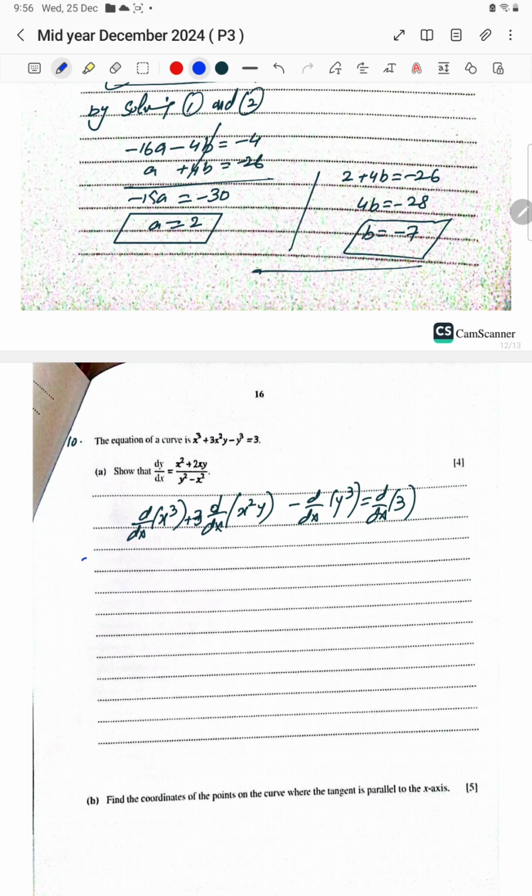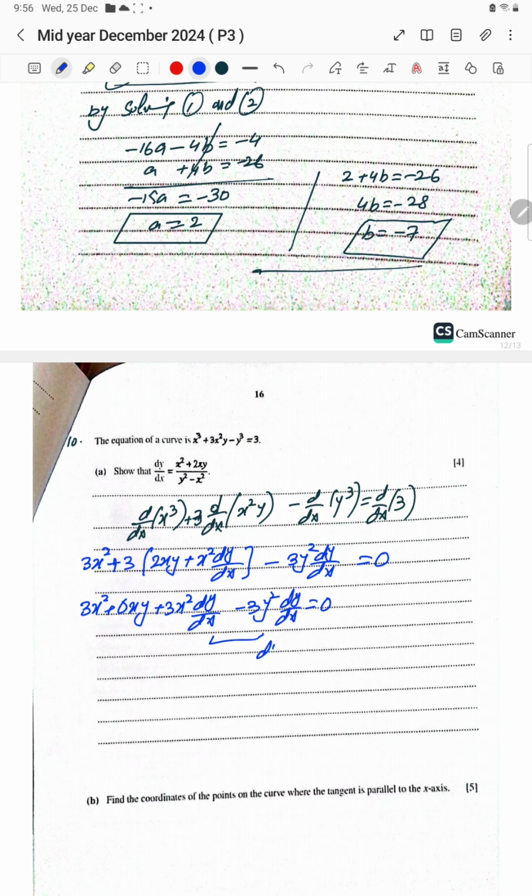It will be 3x square plus 3 times 2xy plus x square dy by dx minus 3y square dy by dx equal to 0. So keeping dy by dx on one side and the rest on the other side: 6xy plus 3x square dy by dx minus 3y square dy by dx equal to 0. So here take dy by dx common.